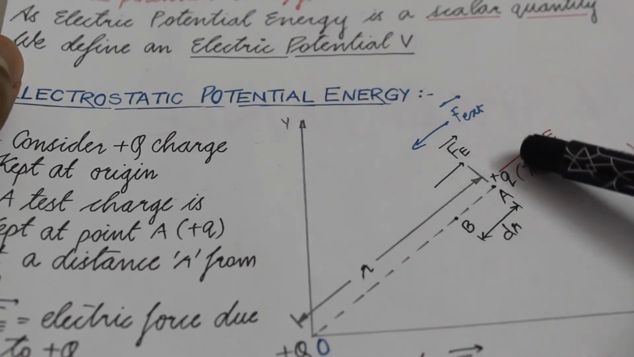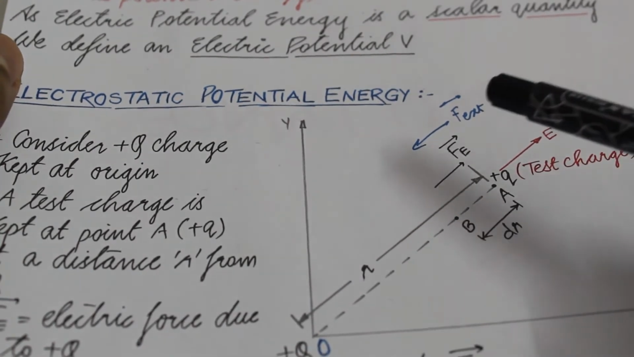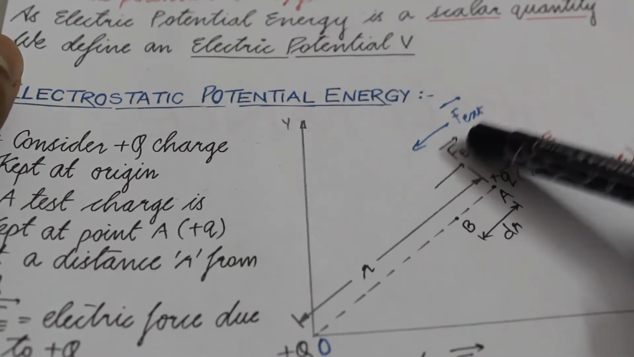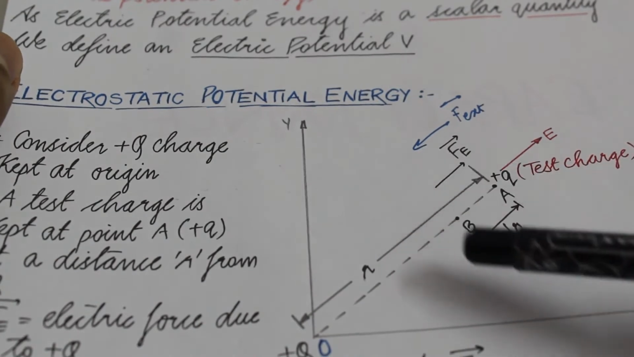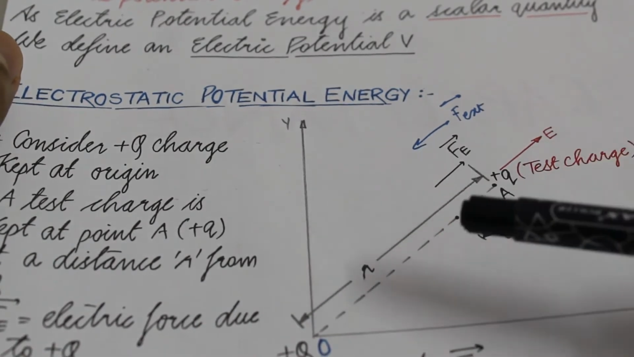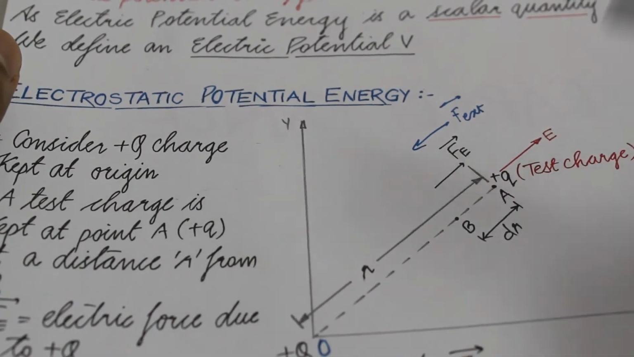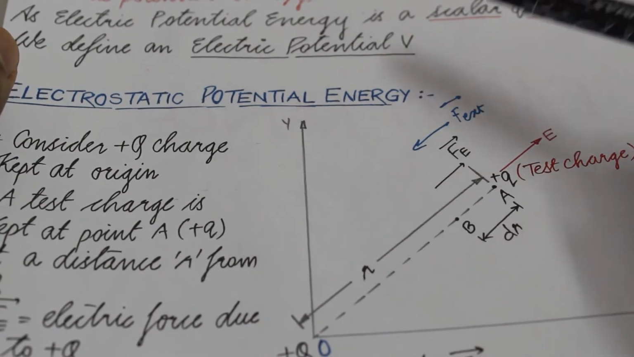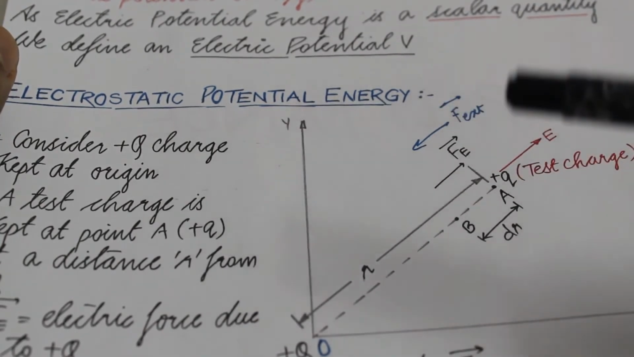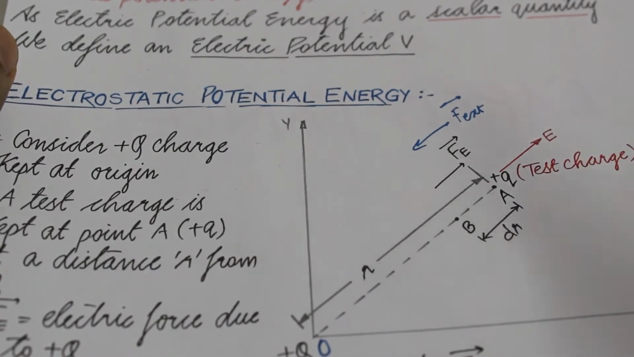So, how did the body gain this potential energy? It gained the potential energy due to the work done against this Fe in moving through a small distance dr. This work done was stored in the body in the form of electrostatic potential energy, which was then converted into kinetic energy when F external was removed and the body moved from B to A, acquiring some velocity.